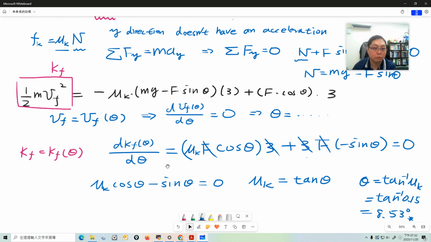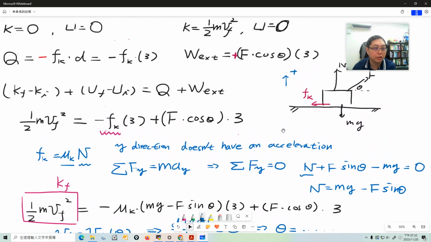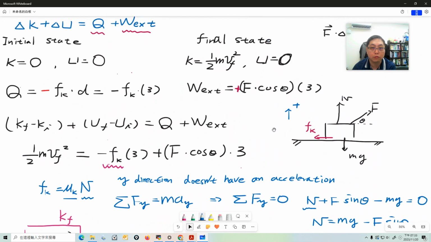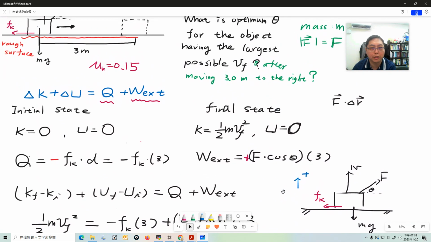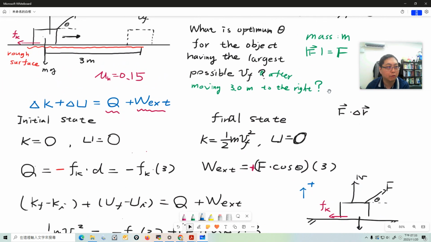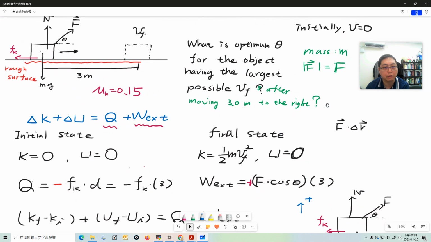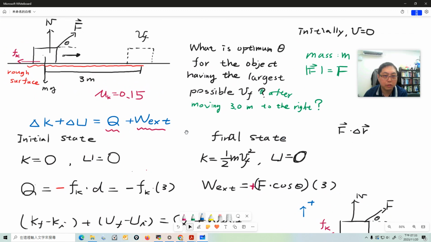Hopefully you can get more understanding of energy conservation problems. Using energy conservation is much easier than Newton's second law of motion. And that's also the reason we love energy conservation: it makes solving the problem much easier. Newton's second law, yeah, it's very complicated, I know. So this is the problem.